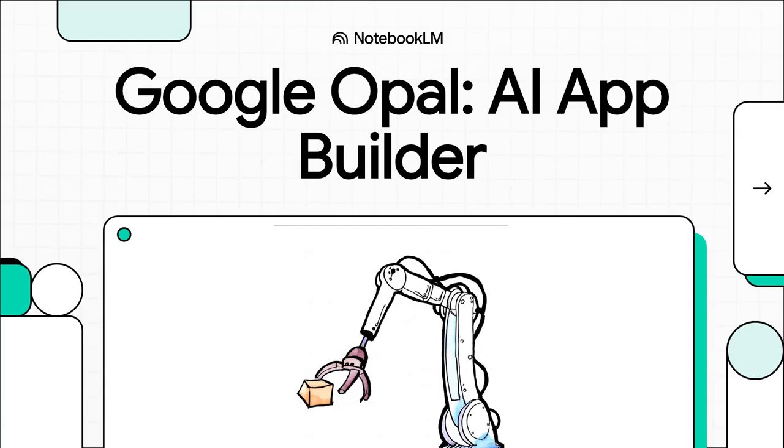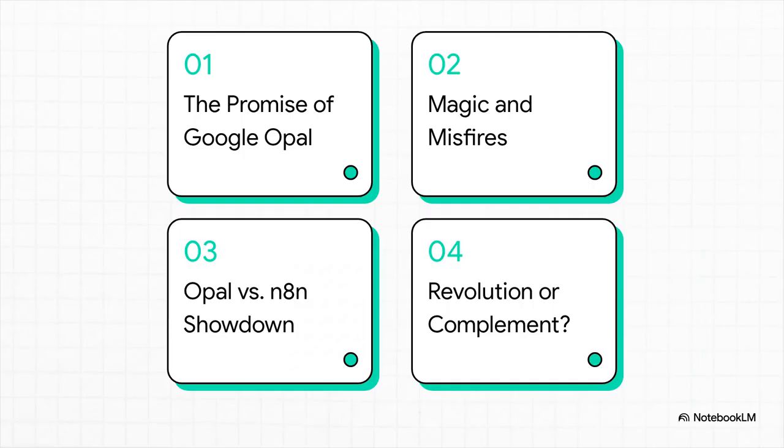Now, what if I told you that you could build a pretty complex app just by describing it with a single sentence? Well, Google has this new tool called Opal that claims it can do exactly that. So today, we're going to find out if this thing is a real game changer or if it's all just hype. So here's how we're going to break it down.